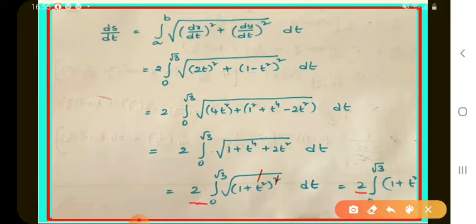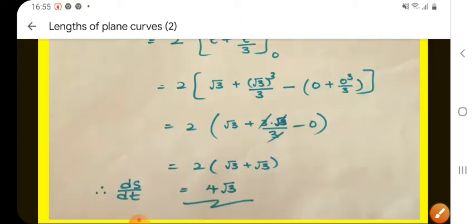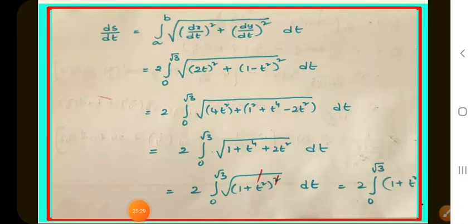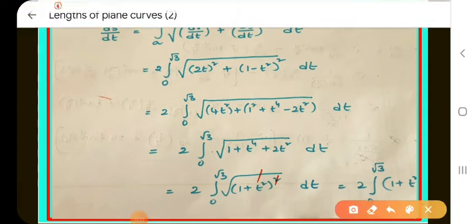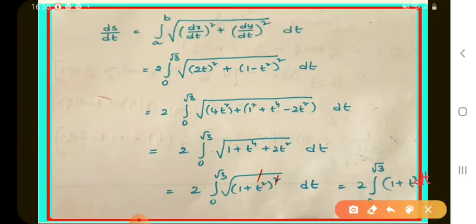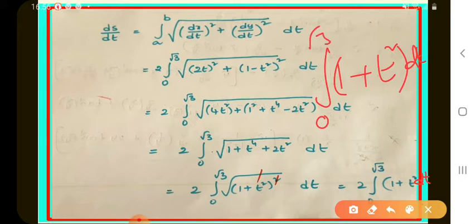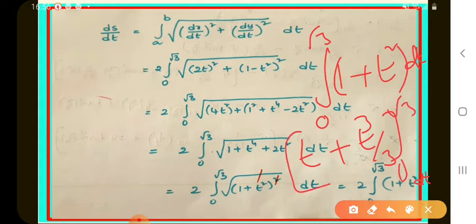2 integral 0 to root 3 of 1 plus t square dt. Here dt is also there. Now I integrate integral 1 plus t square dt. What is the integration of 1 with respect to t? 1 gives t, and t square gives t cube by 3, with limit values 0 to root 3.